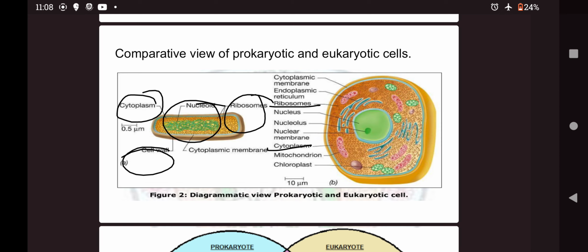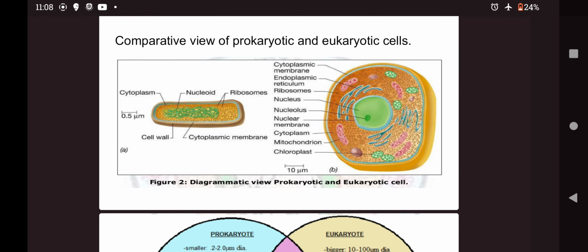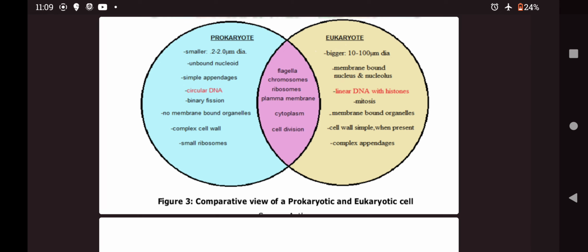But apart from this, you can see that there are certain cell organelles which are present in eukaryotic cell but absent in prokaryotic cell. As you can see here, the endoplasmic reticulum, then mitochondria, chloroplast, these are the cell organelles which are present in eukaryotic cell, but not present in prokaryotic cell. Now here is a comparative view of a prokaryotic and eukaryotic cell.